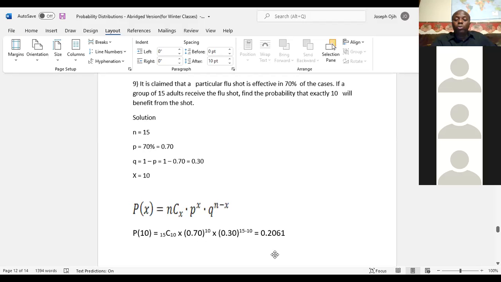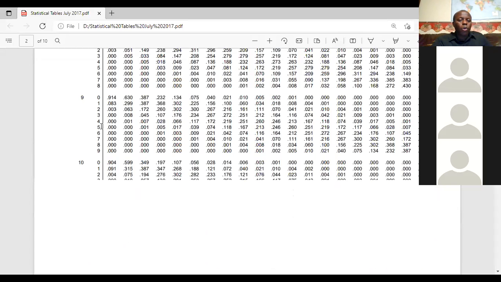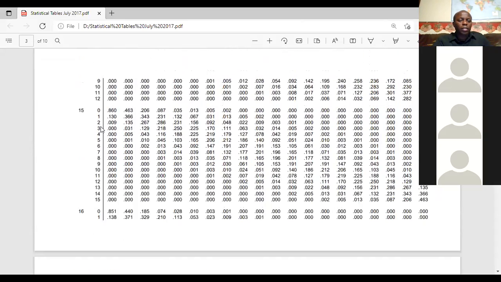Now, I want to show you. Remember, I told you to print that table. So I'm going to show you how you can answer this type of question from the table. This is my table right here, the binomial probability table. That table I said to print has many tables. This is just one of them, table 4. Tomorrow we start using table 5. Table 4 goes all the way to 15.